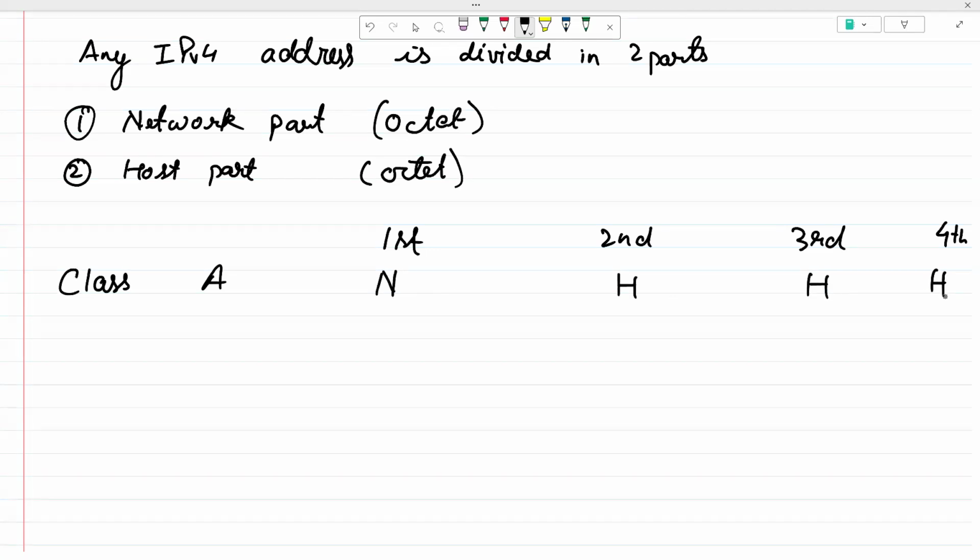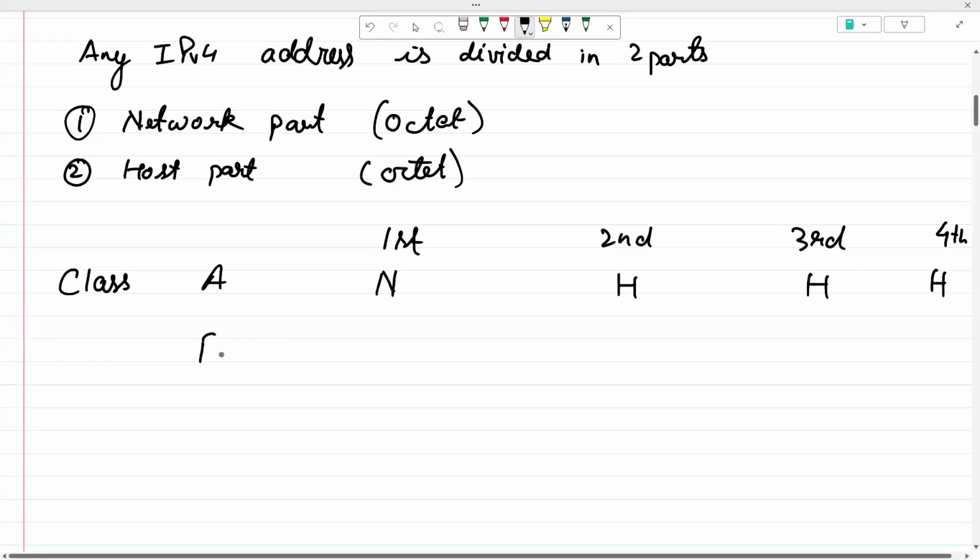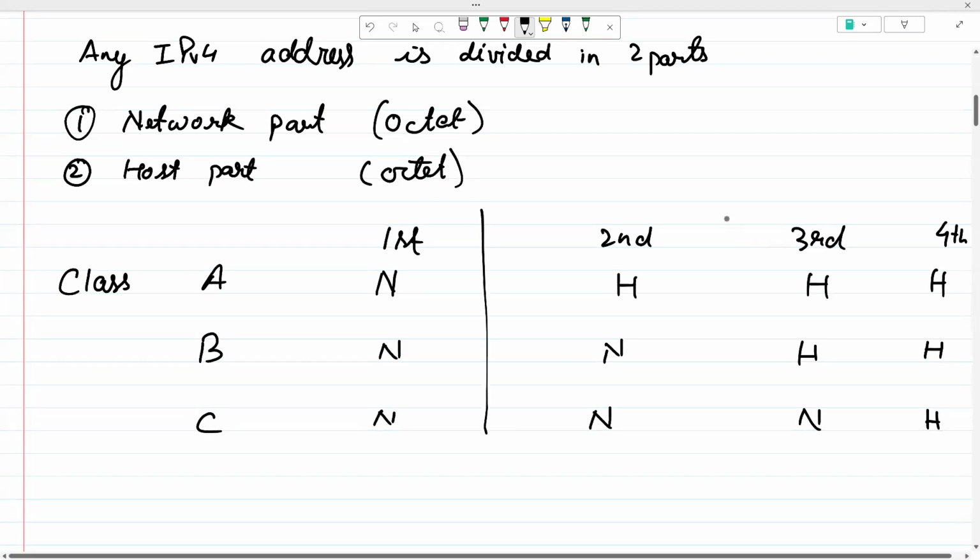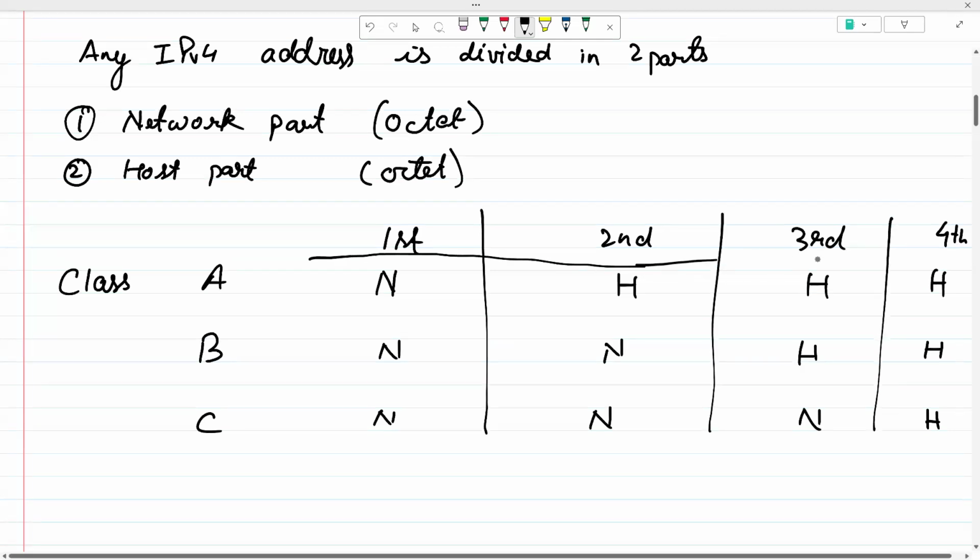I will explain the meaning of network and host in just some time. In a class B, the first 2 octets are network octets and the last 2 octets are host octets. For class C, 3 octets are network octets and only the last octet is the host octet. Now, what do we mean by network octet and host octet?